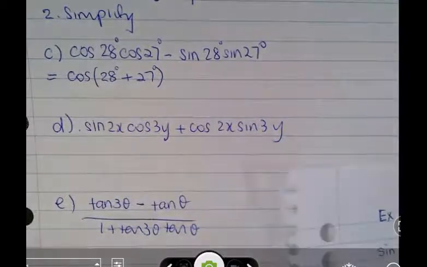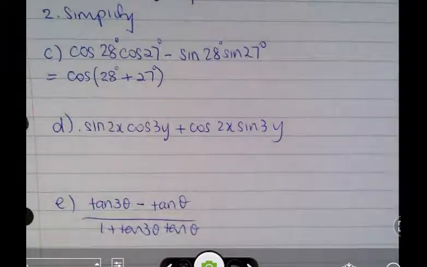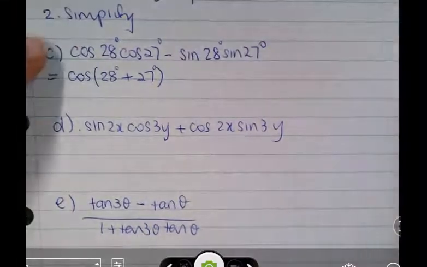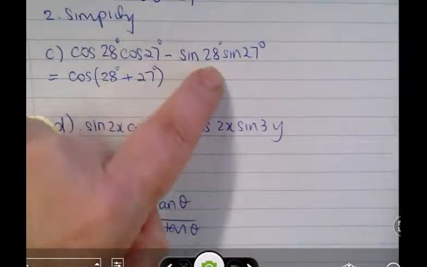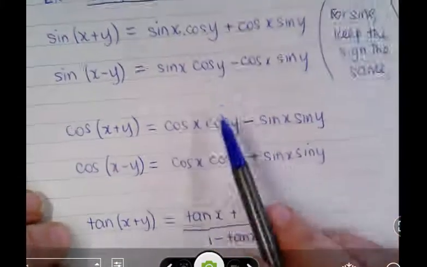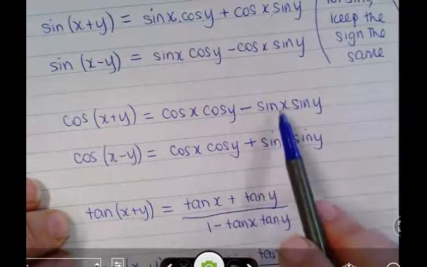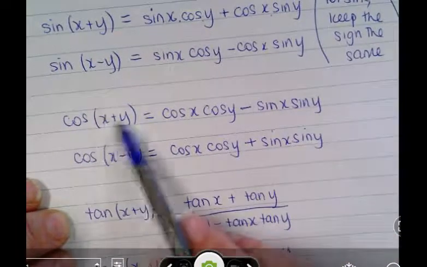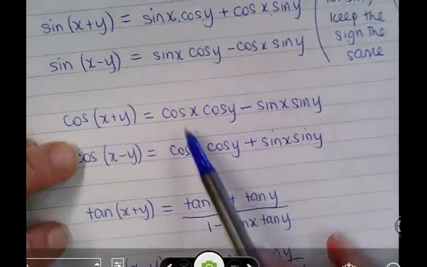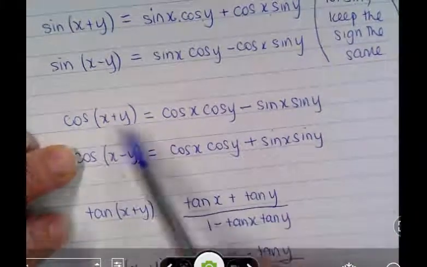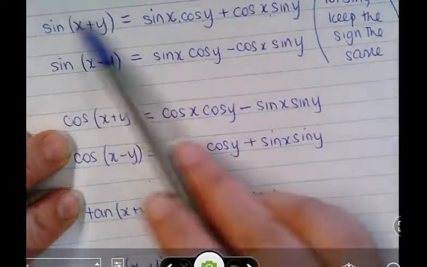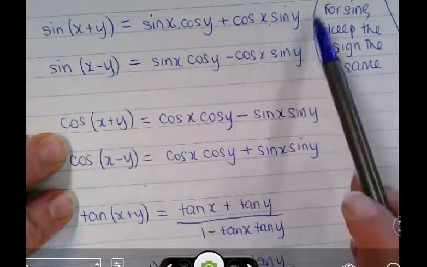I'll show you that result here. Just looking at that and comparing this. So see that? Cos cos minus sine sine is this result. Look, cos cos minus sine sine. That is the cos of x plus y. So you've got to notice or recognize the cos cos sine sine one is the cos expansion. All right? The sine expansion is the sine cos cos sine one.